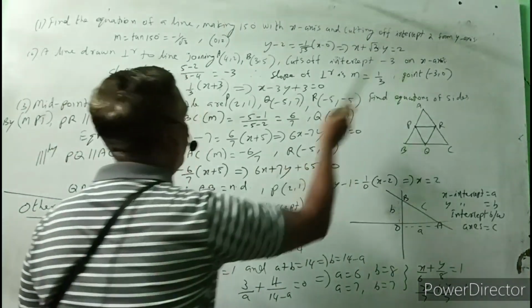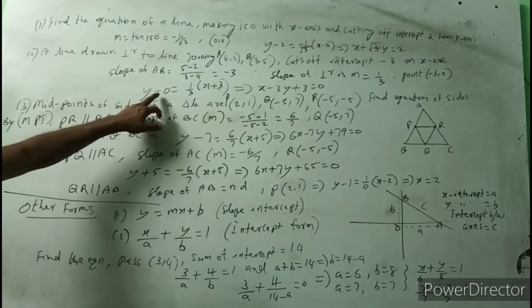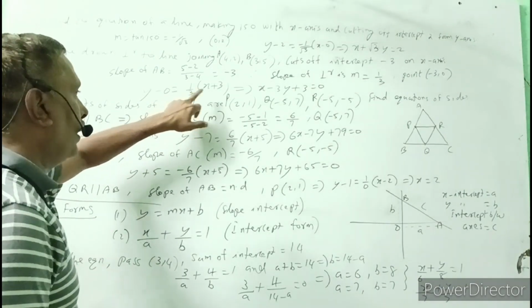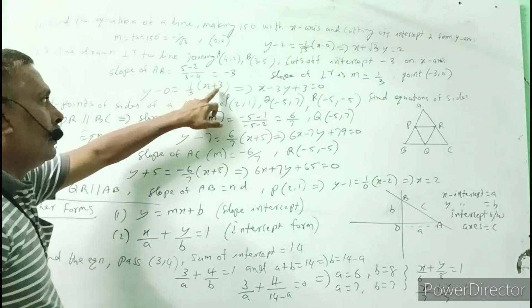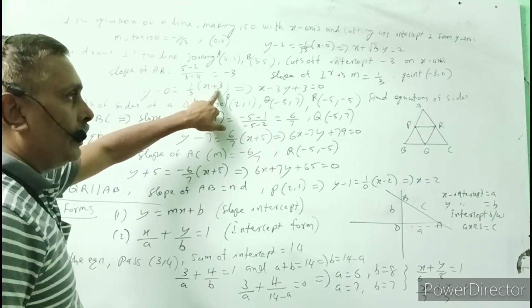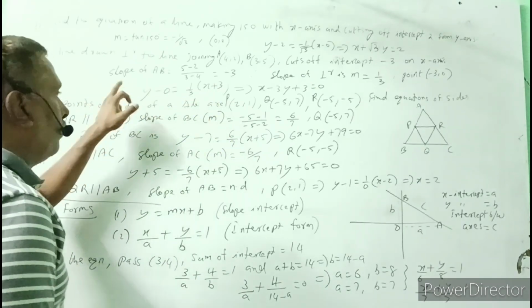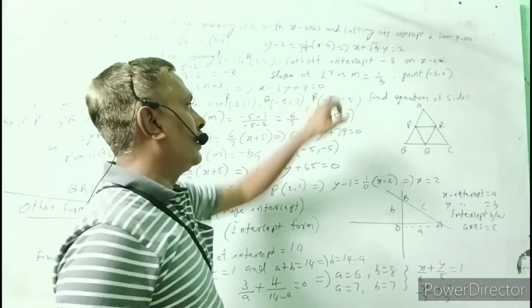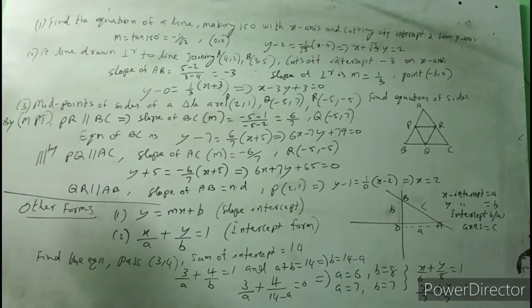The point is minus 3 comma 0. Using that, y minus 0, where 0 is y1, is equal to the slope 1 by 3 into x minus x1, that is x plus 3, since minus minus becomes plus. Simplifying, we will get x minus 3y plus 3 is equal to 0.